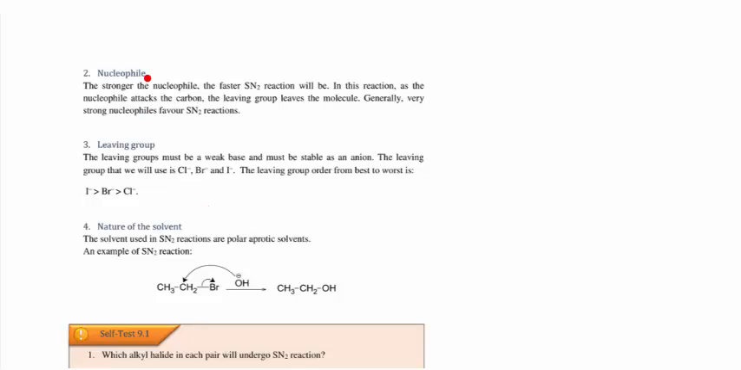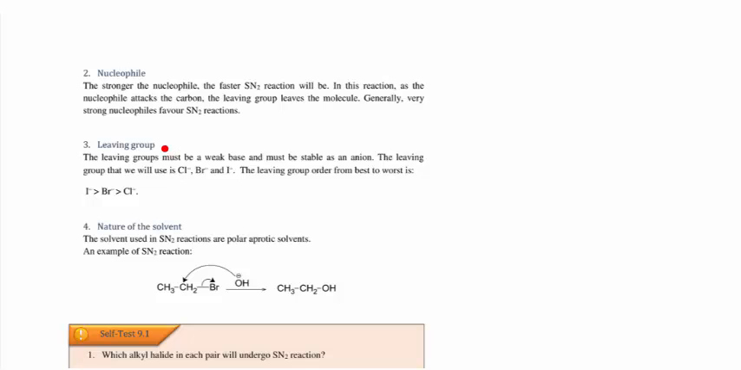Okay, the second factor which determines whether the SN2 reaction will proceed is the type of nucleophile. SN2 reactions are usually associated with strong nucleophiles. So a strong nucleophile is required in general for SN2 reactions.